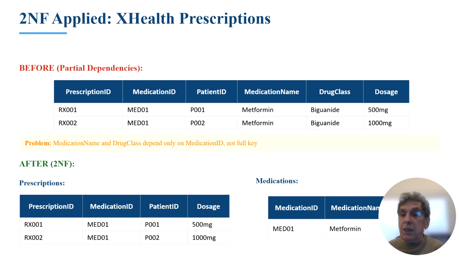Now medication ID in prescriptions is a foreign key referencing medications. Each medication's name and class is stored exactly once. This design also makes it easy to add medication-specific attributes later, like the NDC code or manufacturer or warnings, without touching the prescription records.